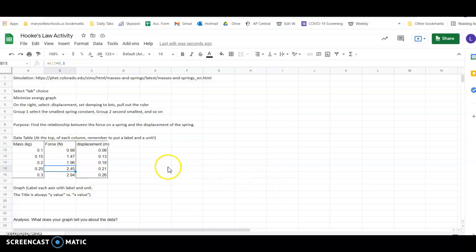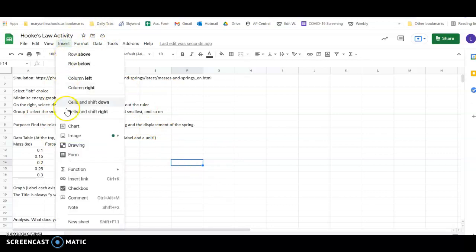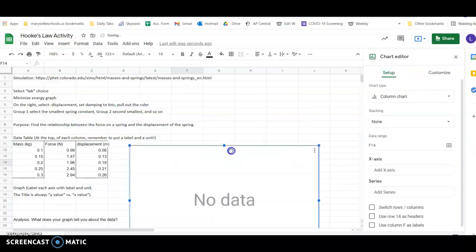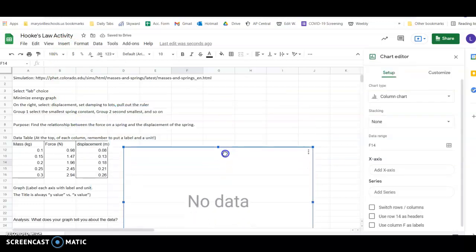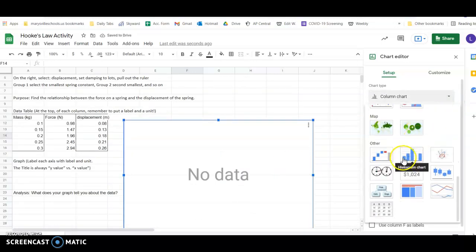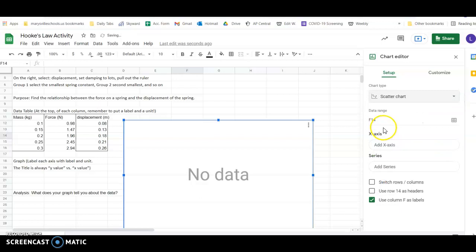So now I'm going to go through how to make the graph. So start by clicking anywhere that is not on an actual piece of data. So click in an empty square anywhere. Go to Insert and Chart. You're going to slide your chart so that you can see your data. And first thing we do is change this to a scatter plot.